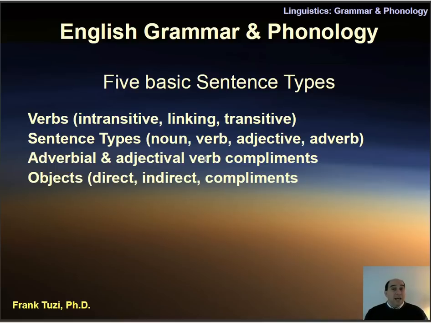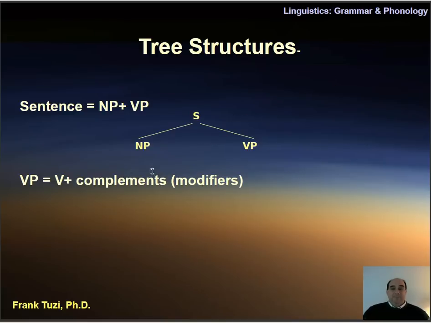We still need to learn how to develop these tree diagrams, so let's begin with that right now. We're going to learn the 5 basic sentence types right now. Here's your basic tree structure. As I showed you before, you always begin with a sentence marker at the top. You're always going to have a noun phrase and a verb phrase.